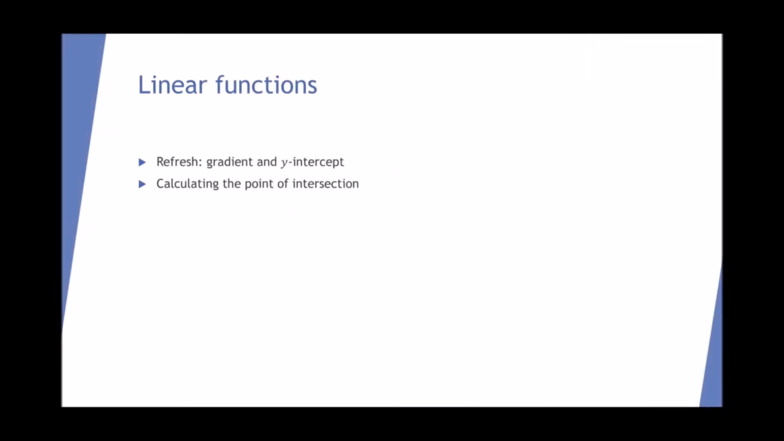Hello everyone! In the last video I introduced you to the concept of functions. In this video we will have a look at a specific type of function, namely linear functions. We will have a look at the concepts of gradient and y-intercept, and we will have a look at how you can calculate the point of intersection between two such functions. We have seen both of these topics before with linear formulas, so I'm going to try to keep it short and mostly point out how similar the functions and the formulas are.